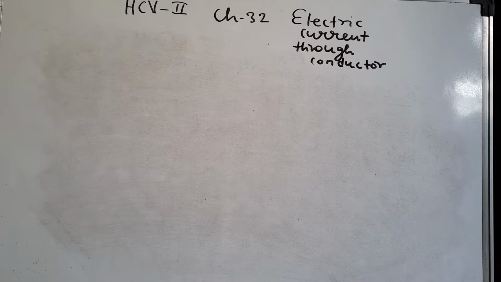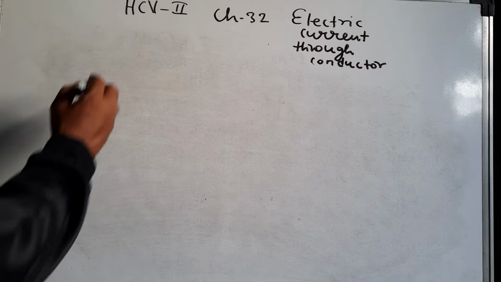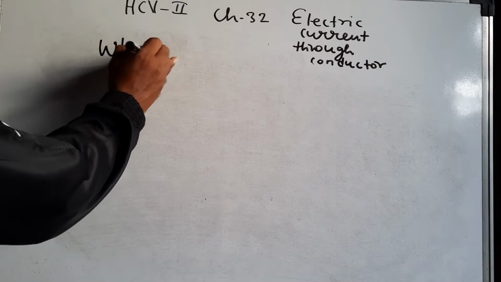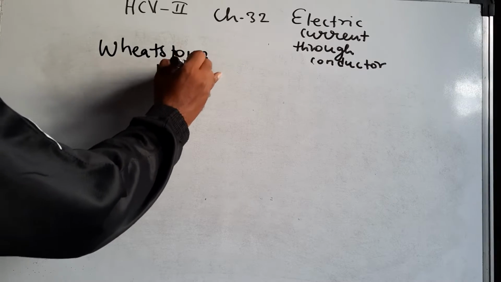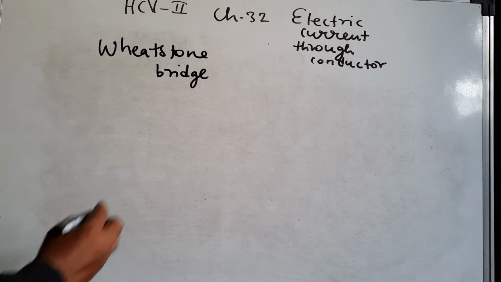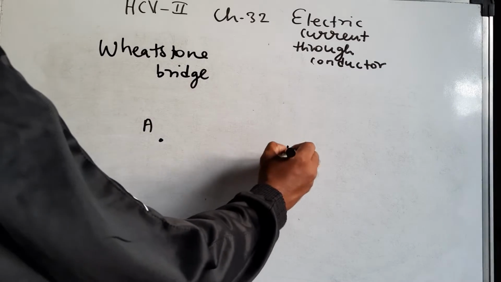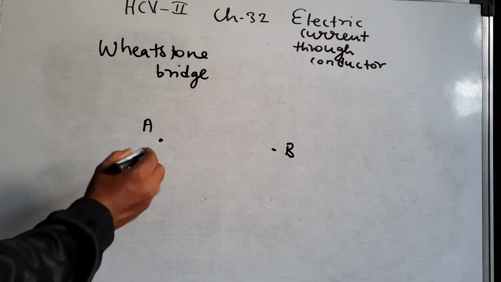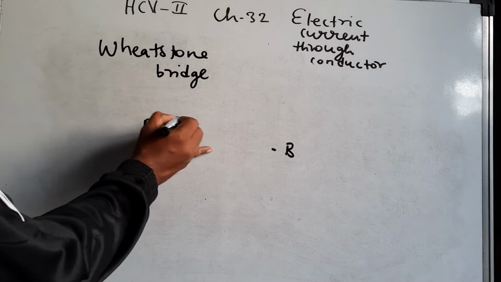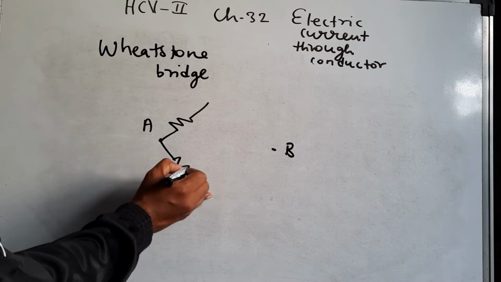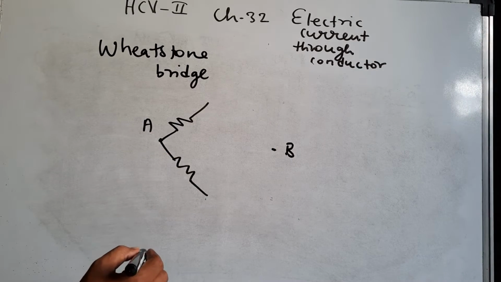Let us re-examine what this Wheatstone bridge is. So when we say Wheatstone bridge, there are two ends. Let's say this is end A and this is end B. And there are two arms of resistances emerging from end A. Let's say this is one, this is another. From B also there are two arms of resistances which are emerging.